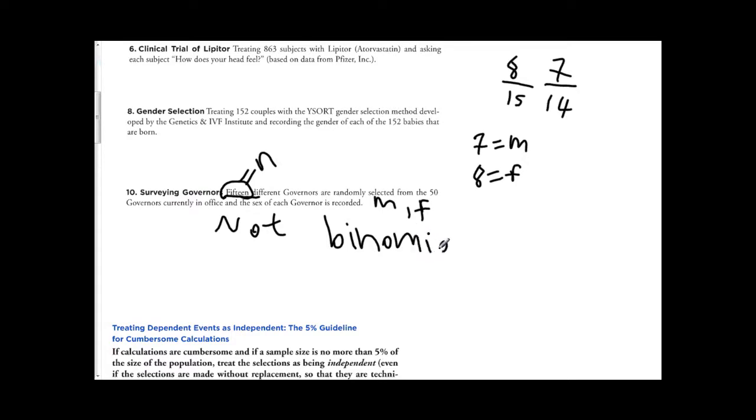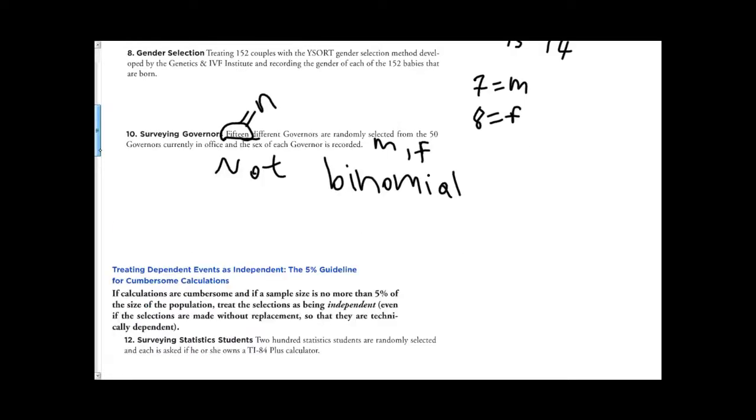Okay, now sometimes you can treat things that are not binomial as if they are binomial by going by this 5% guideline. All right, treating dependent events as being independent, the 5% guideline for cumbersome calculations. Now, if the calculations are cumbersome, and if a sample size is no more than 5% of the size of the entire population, treat the selection as being independent, even if the selections are made without replacement.